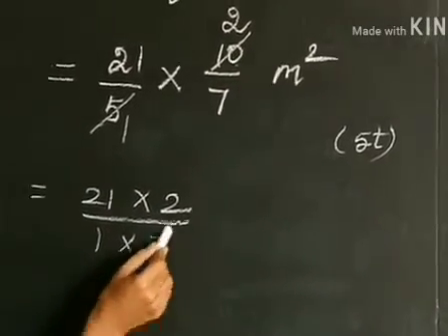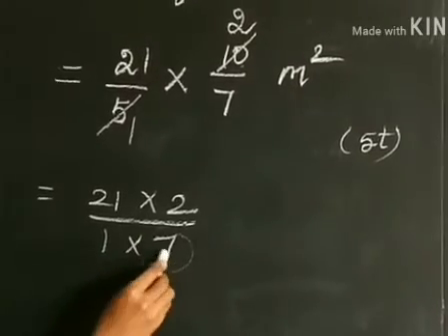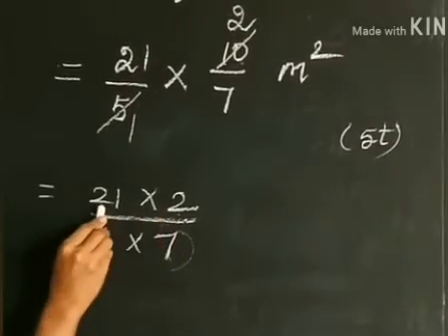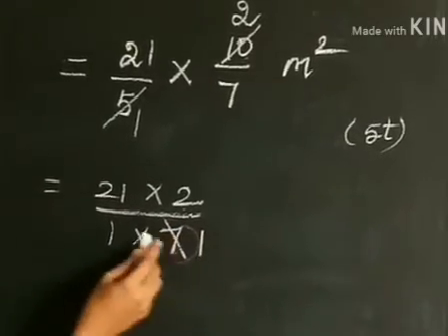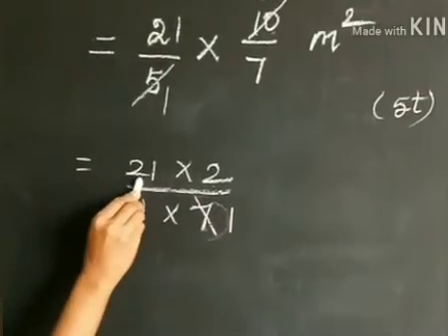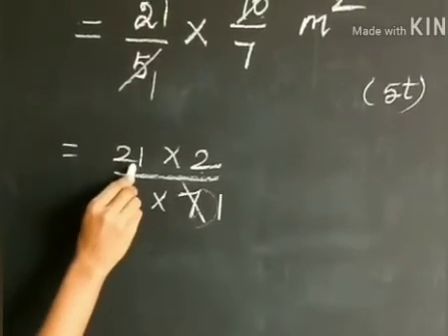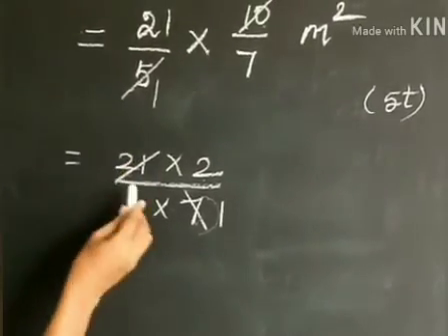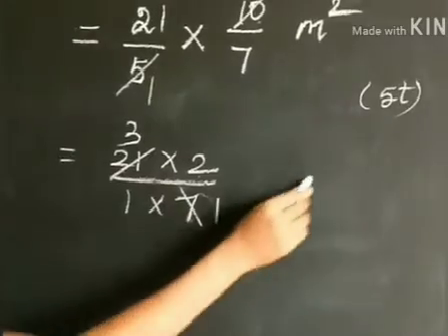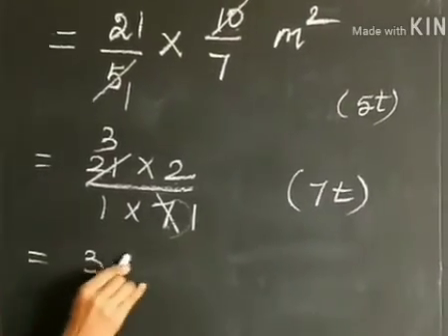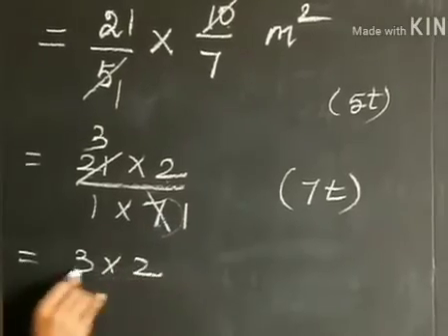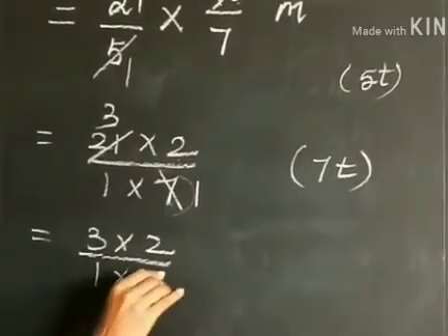And then next we take this 7. Is 7 possible for 2 or 21? 21. So in 7 table, 7 1 times. In 7 table 21: 1 7s are 7, 2 7s are 14, 3 7s are 21. How many times? 3 times in the 7 table. So this is equal to 3 into 2 divided by 1 into 1.